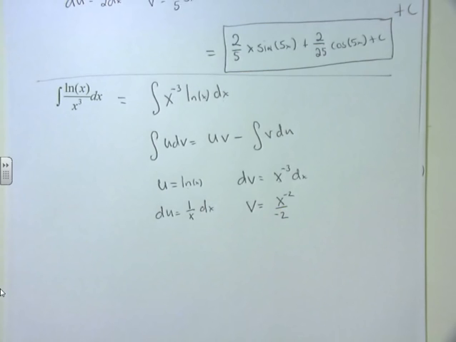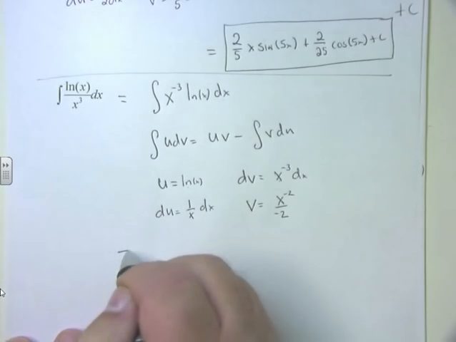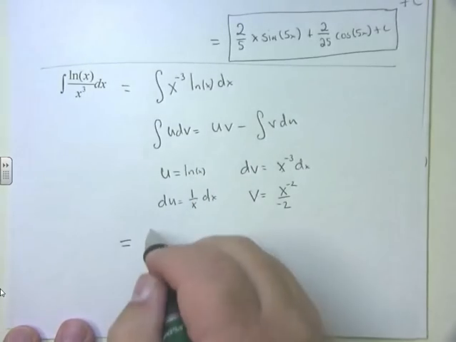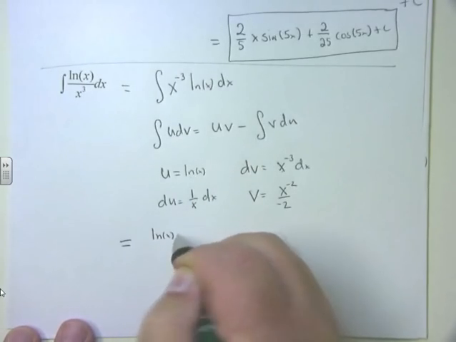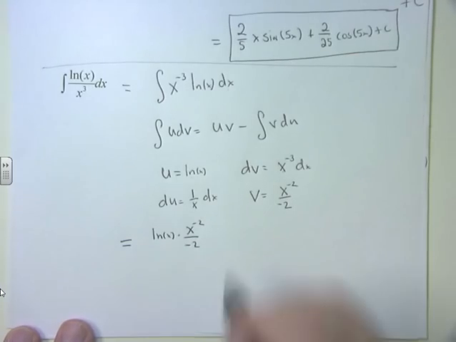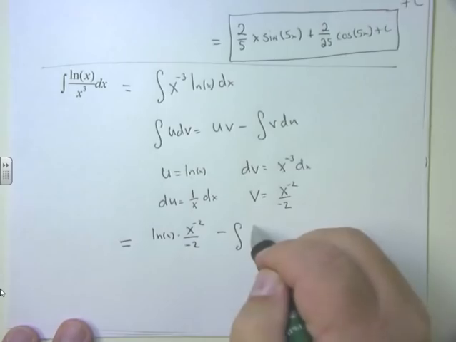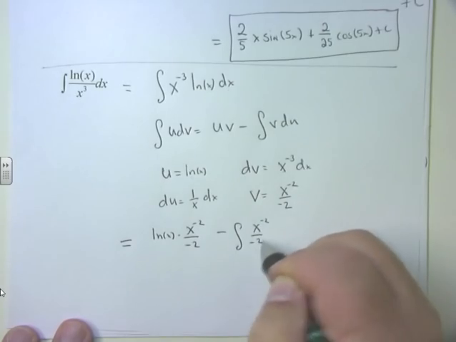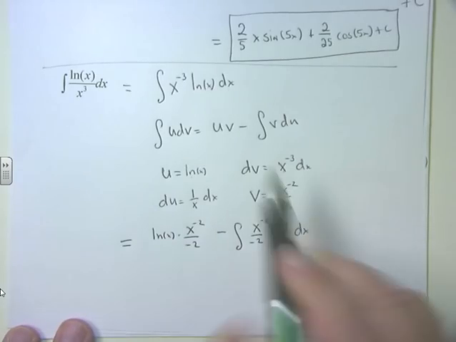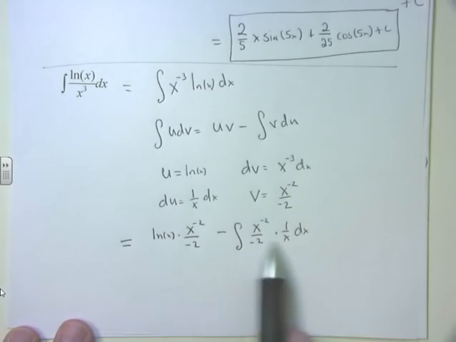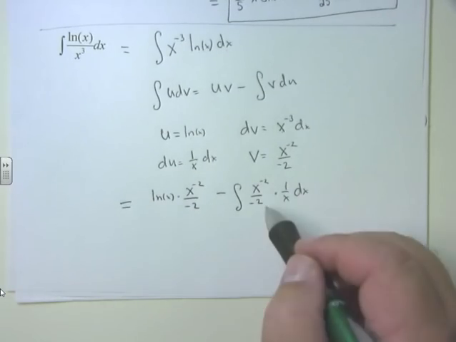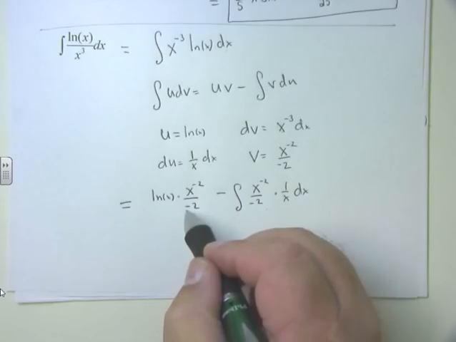So now applying our formula here, this integral would be u times v. U would be natural log of x times v, which would be x to the negative 2 over negative 2. We'll clean them up later. Minus the integral of v, x to the negative 2 over negative 2, times du, which is 1 over x dx. Literally plug it into my formula. But you'll want to clean him up, and you want to clean this guy up so you can integrate him.